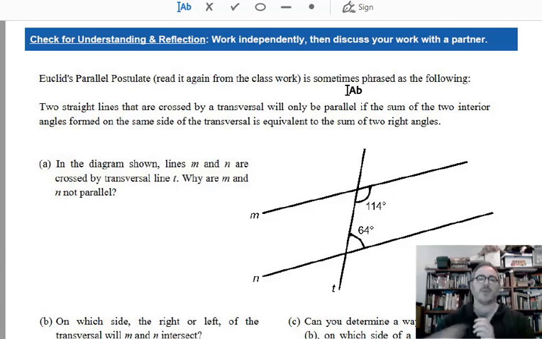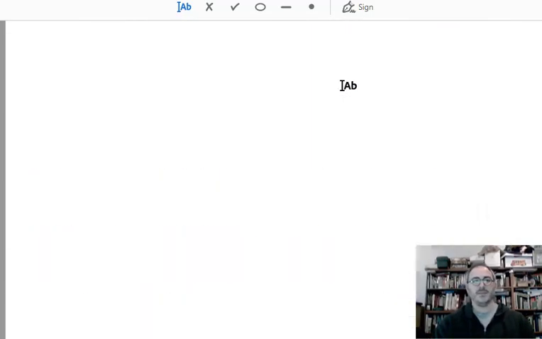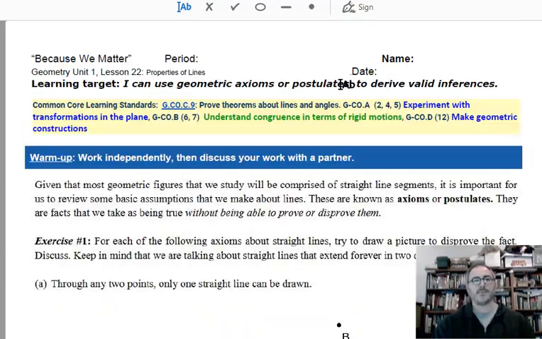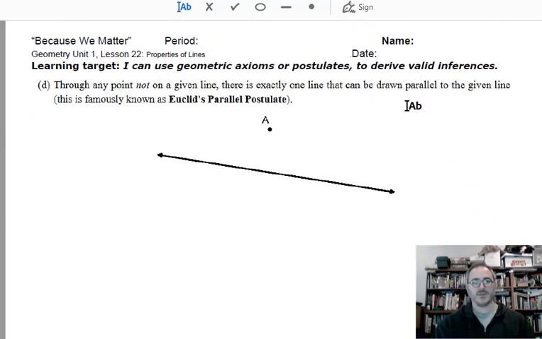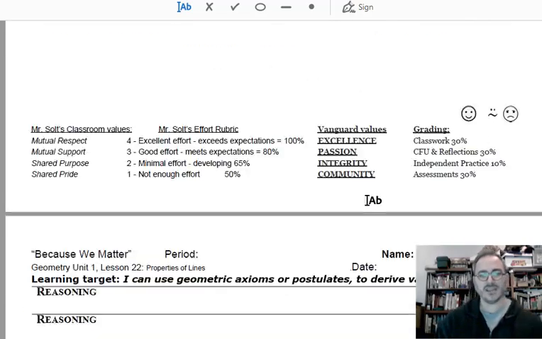If you can't remember what it is, let's go back and look. It was right beyond the warm-up. Oh, right, sorry, I went over it. There we go. Euclid's parallel postulate is that through any point not on a given line, there's exactly one and only one line that can be drawn parallel to the given line. I can only draw one line that both goes through A and is parallel to the given line. All right? So back to the check for understanding.